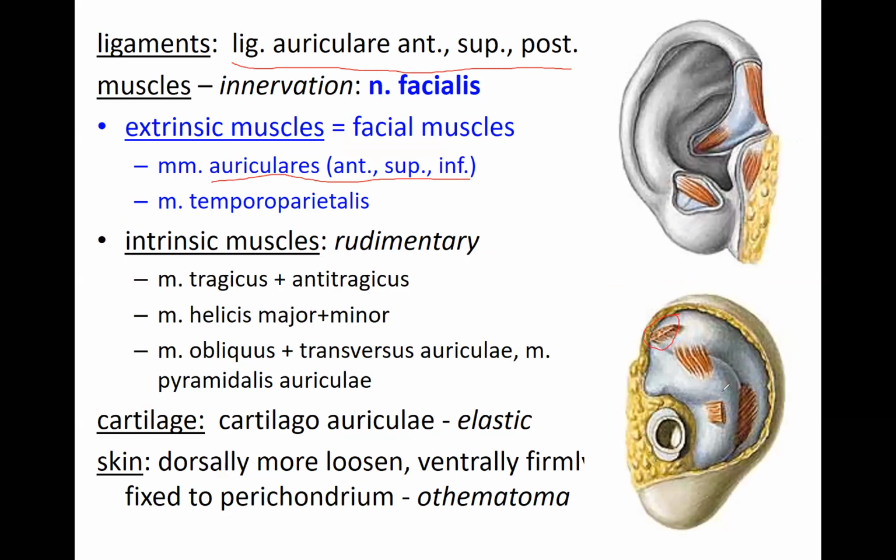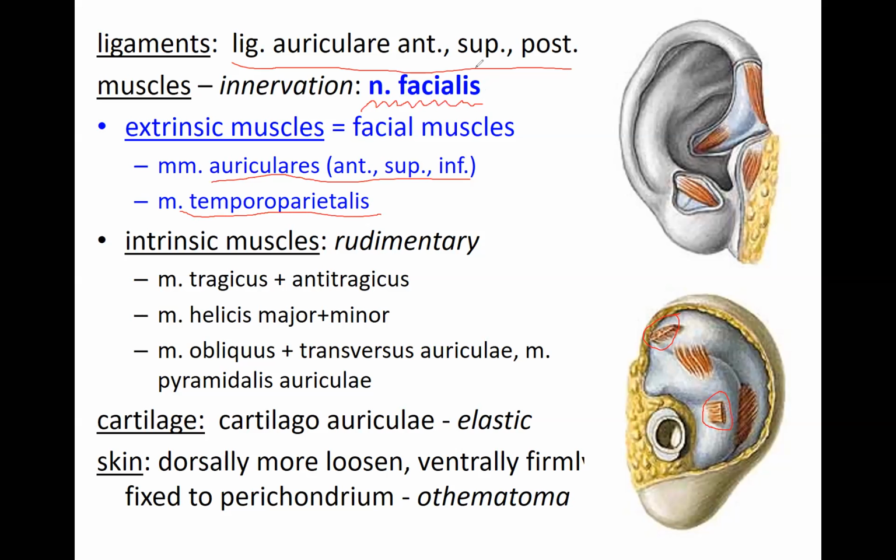And these small muscles and these ligaments, so altogether six structures, fix the auricle to the temporoparietal muscle, which is part of the epicranial muscle, and that's the way of the fixation. All of them are supplied by facial nerve, so they belong to facial or mimetic muscles.